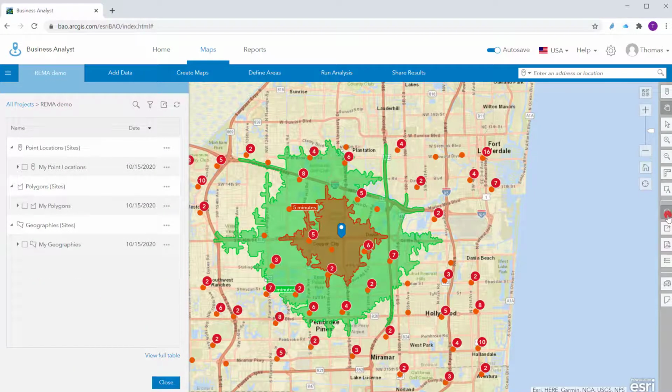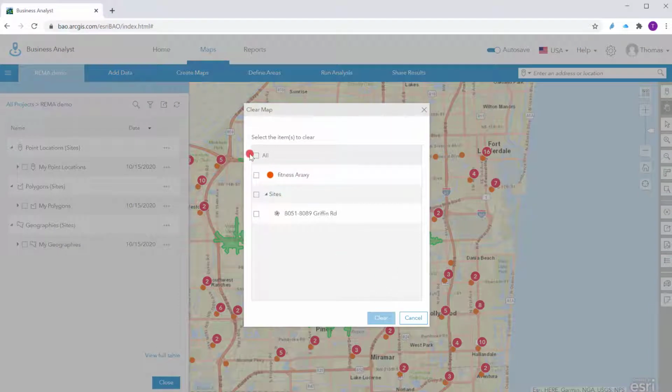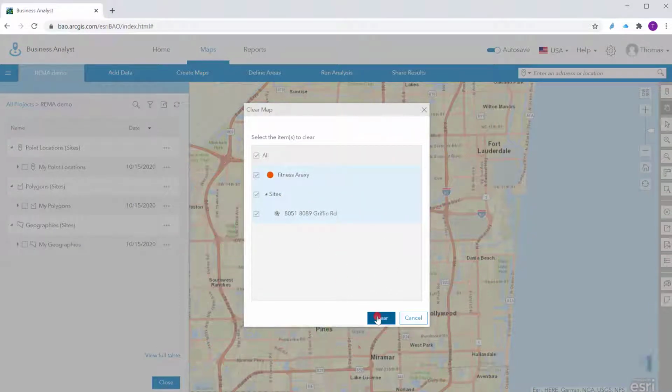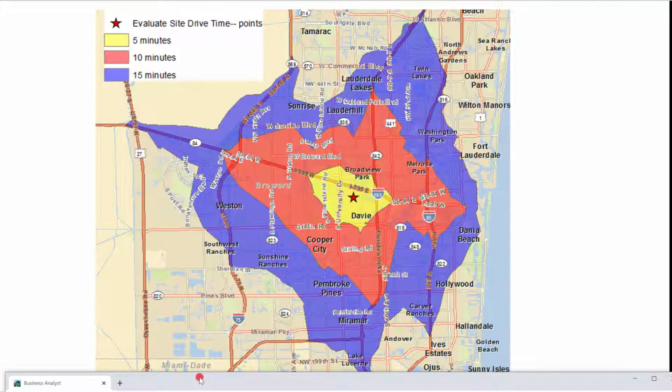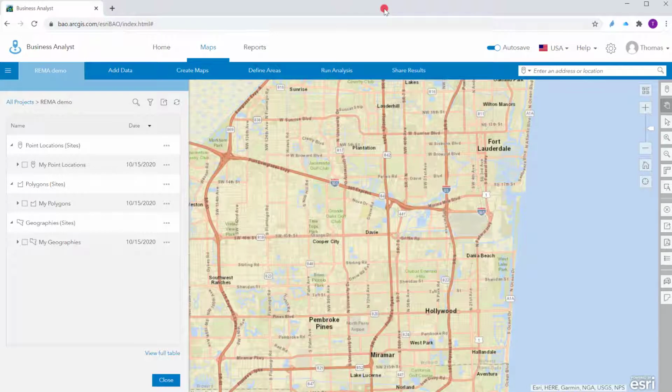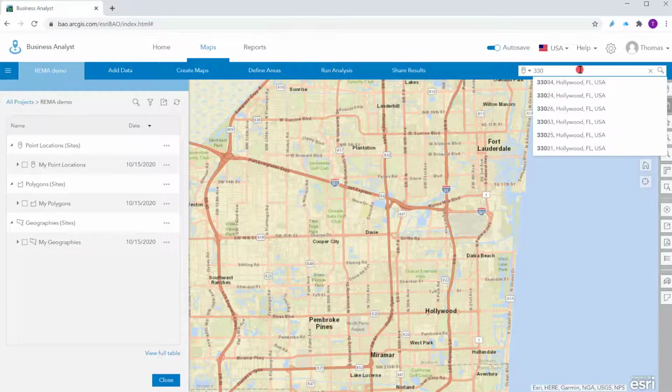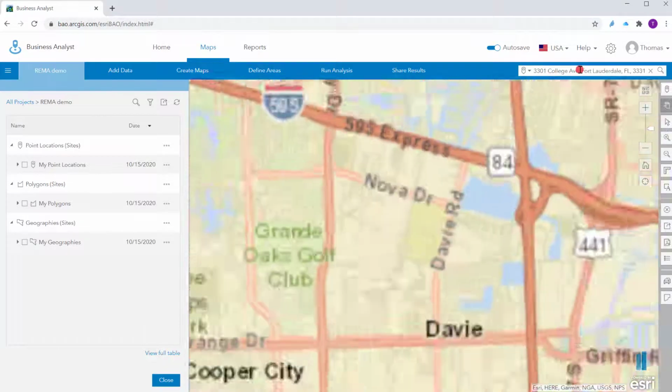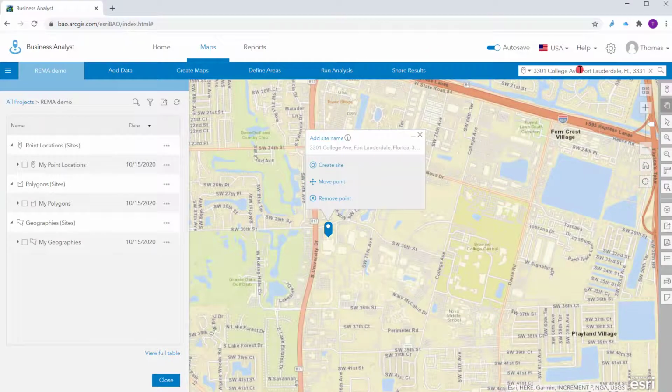Clear the map. Yeah, all of it. I want to have this example here. This is good enough to define your market. And I basically say, here is my campus. I can also type in the address, 3301 College Avenue, Fort Lauderdale. So it pops up, hits it down.